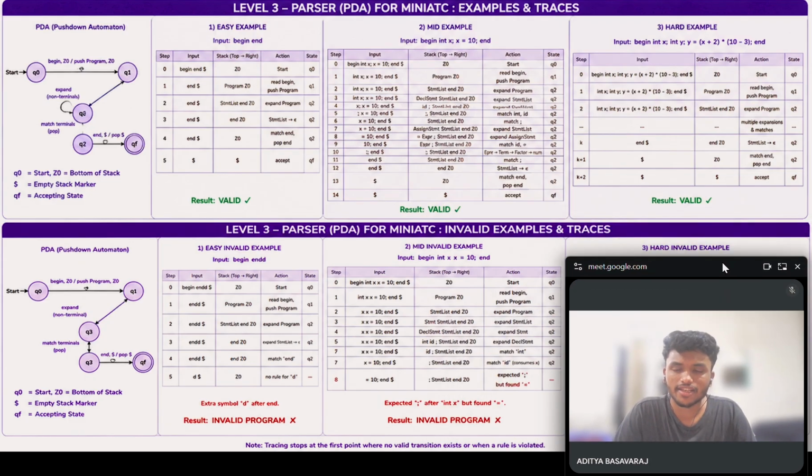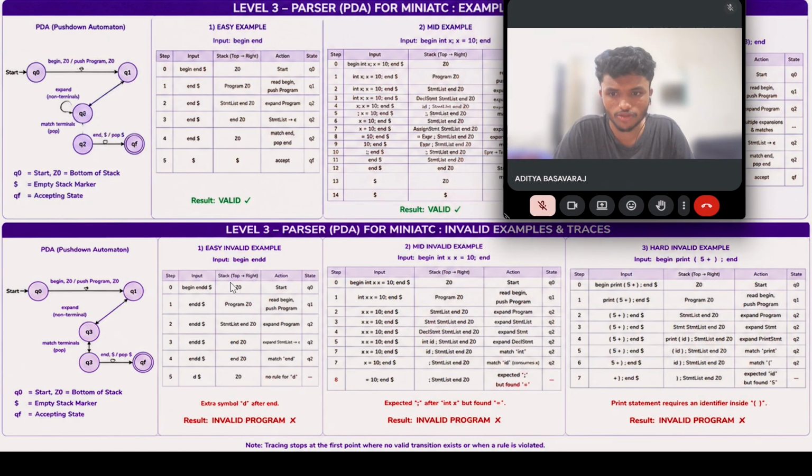So valid cases are like begin end. Begin end is a valid case because the transition is from Q0 to Q1, then at Q5 it's also valid. And examples like begin int x; x = 10; end are valid cases. Then coming to the non-valid cases, begin end d is a non-valid case because of the extra symbol d after the end. Begin end basically will be accepted, but at last there is d, which will not be accepted under our correct condition.